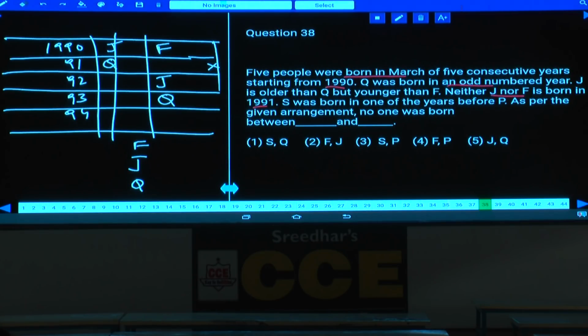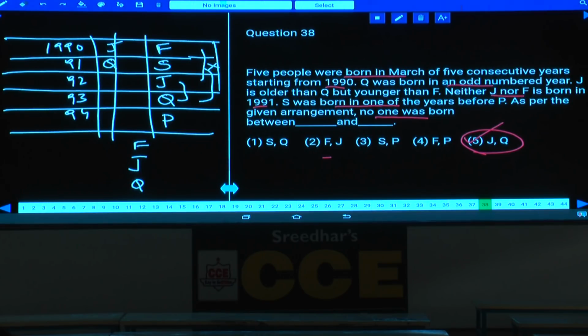Then S was born in one of the years before P. S is here and P is here. Then as per the given arrangement, no one was born between which 2 persons? That means which 2 persons were born in consecutive years. Between S and Q there is 1 person, J. Between F and J there is 1 person, S. Between S and P there are 2 persons, J and Q. Between F and P there are 3 persons, S, J and Q. But between J and Q there is no person in between these 2. These 2 persons were born in consecutive years. Choice 5. Question number 38, it is choice 5.